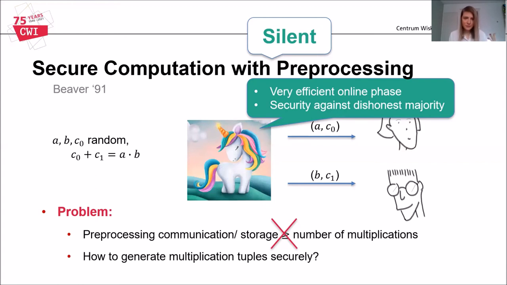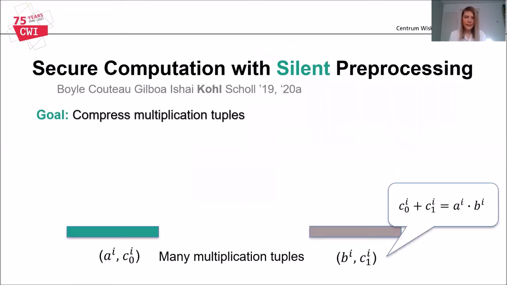and thereby get secure computation where the major part of the preprocessing is silent, and the communication is much less than the number of multiplications that you need. So the idea is, what do we want? We need the parties to get many multiplication triples, but we don't want to communicate many multiplication triples, even thinking in the unicorn case for now.